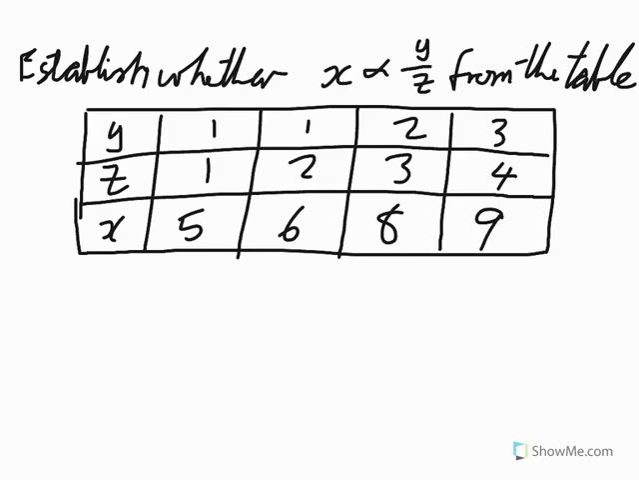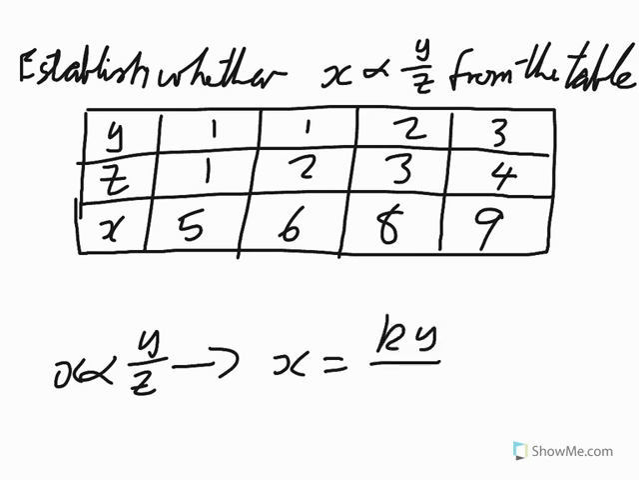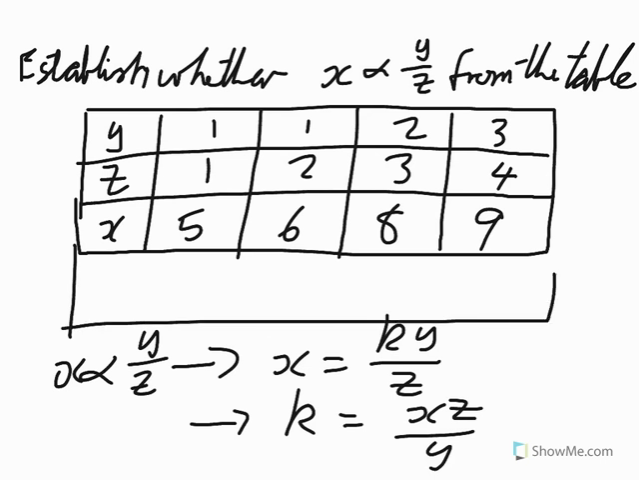So there we go. We're talking about x being proportional to y over z. So that means x would equal ky over z. And if we rearrange that, we're looking at k being equal to x times z divided by y. So we just need to add our next row down there: x times z, divided by y.